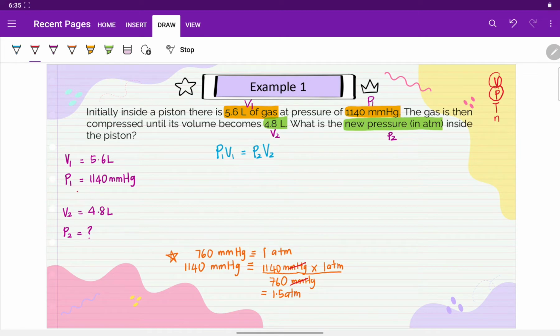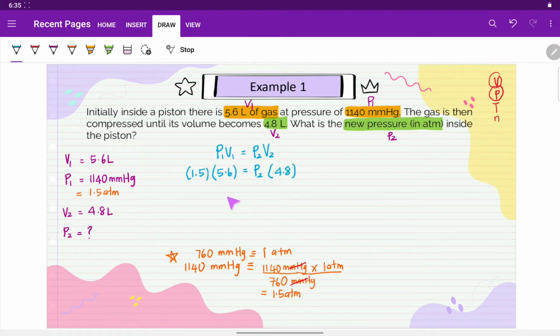Now. So dekat sini saya tulis siap-siap. Yang mana tadi saya punya pressure adalah 1.5 atm. So I can substitute this value into my equation. So now finally kita boleh substitute dalam equation kita. So P1 is 1.5 atm. And then V1 is 5.6 liter equals to P2 yang kita nak cari dan V2 adalah 4.8.